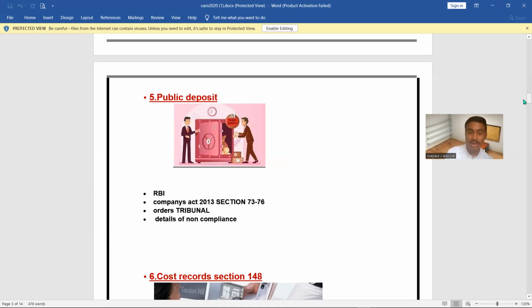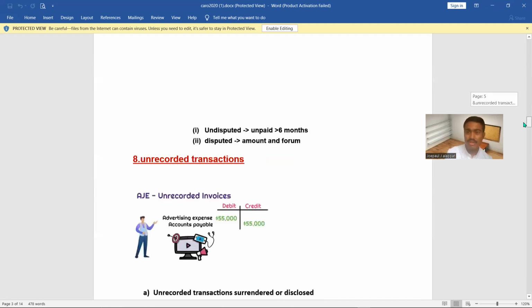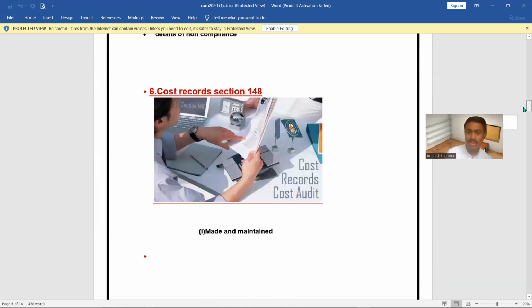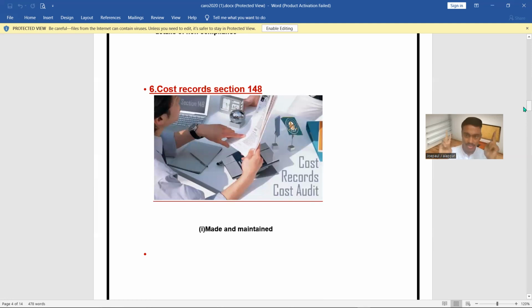Now, the sixth clause, cost records. You have to see whether these cost records are maintained as per section 148. This is the section which governs cost records, guys. I'm not explaining too much.